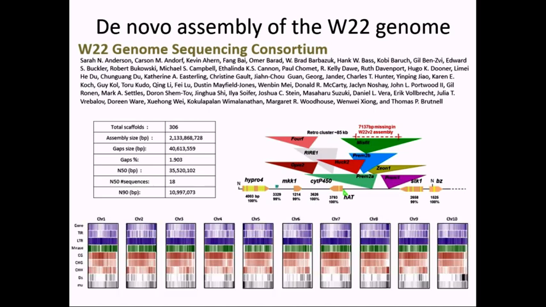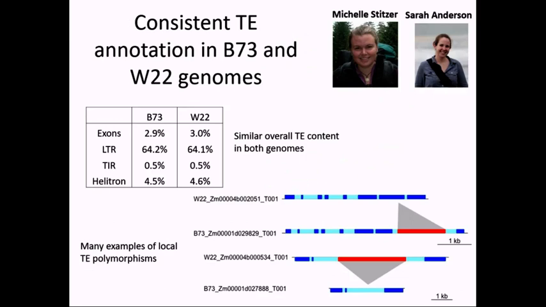So we have a genome. Michelle has done an annotation so we can look at the transposon content throughout the genome. And what's interesting is starting to look at content differences or similarities genome-wide. So if you look at the proportion of the genome, you see that they're virtually identical amounts of the genome that are LTR elements, TIR elements, helitrons, or exons. So genome-wide, the percentages are about the same.